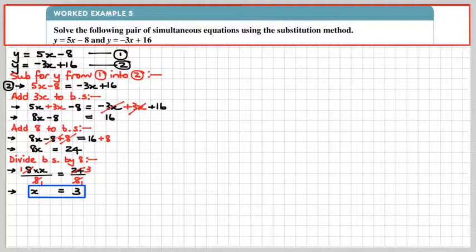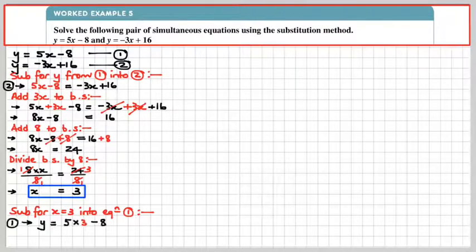Now we've just got to substitute this value back into either of those equations to get what y is as an actual number. So what I've done is I've substituted x equals 3 into the first equation, right? And it becomes y equals 5 times 3 minus 8, right? And that's 15 minus 8. What's 15 minus 8? 7. And we're in heaven, and that's the answer. That is the solution.